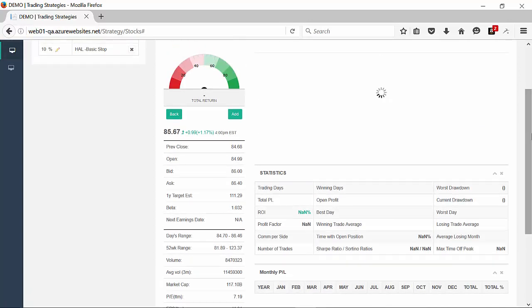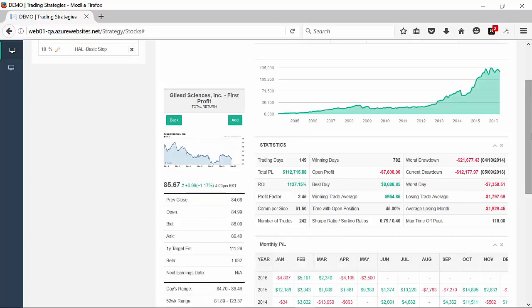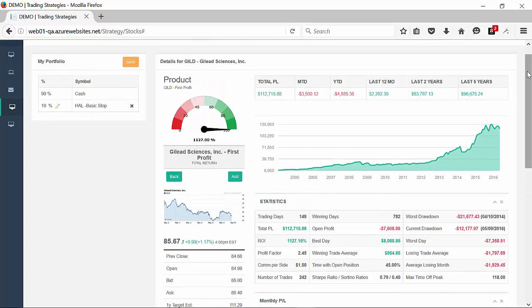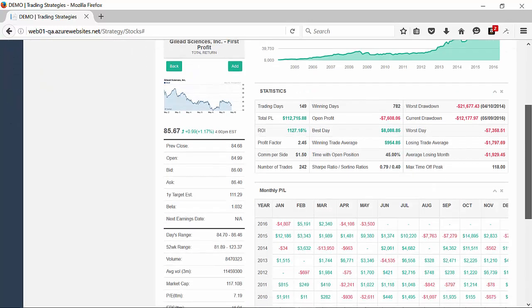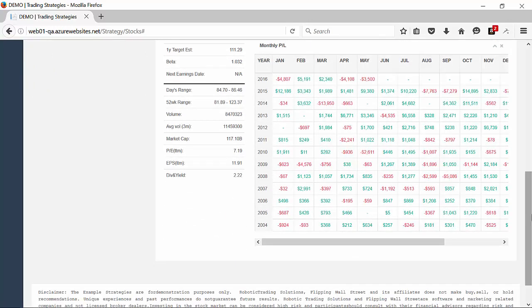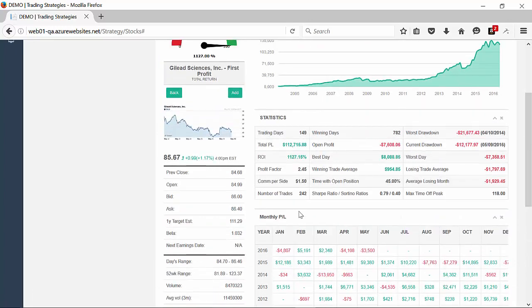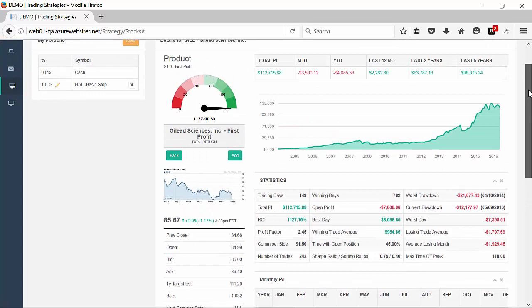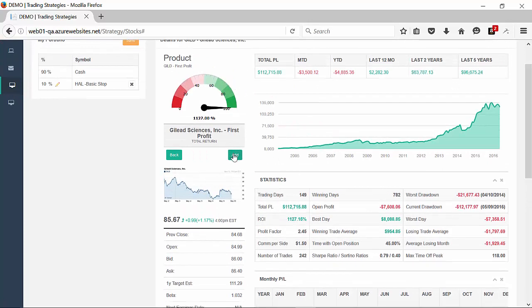On this particular one, the equity curve is building right now. This is the equity curve over time. Your $10,000 turned into $112,000. We look at the statistics, and if this looks like one that you want to add to your portfolio, you've got 242 trades on this particular one. It looks like this one's performing very well. We click add, and it's added to our portfolio.